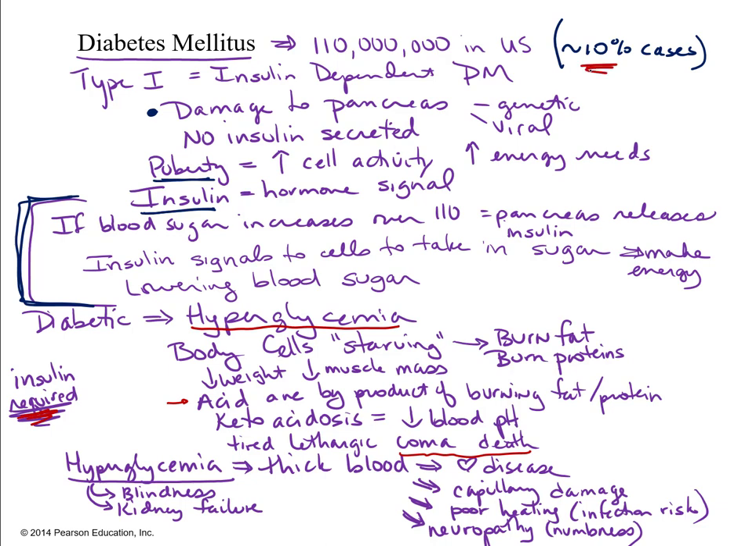Now, remember I said this is like 10% of the cases. You're either born with this, or your pancreas usually fails early in childhood. So by the time you hit puberty, that's usually when it's noticed. So that's type 1. Now type 2, that's like gestational diabetes.